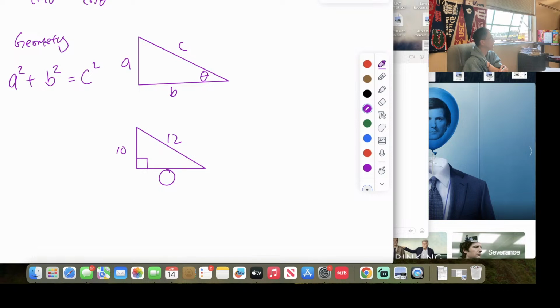Do you guys know the third side? How many got an answer? Raise your hand if you got an answer. How many have not gotten the answer? You don't know how to do it? Do you know how to do it? It's going to be radical something.